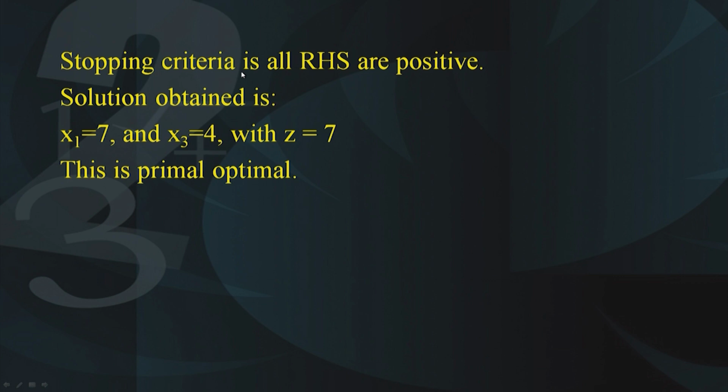So, what do we find? In the simplex method, we move from non-optimum to the optimum, whereas in the dual simplex method, we move from the primal infeasible to the primal feasible.